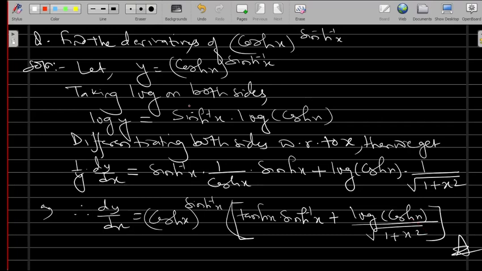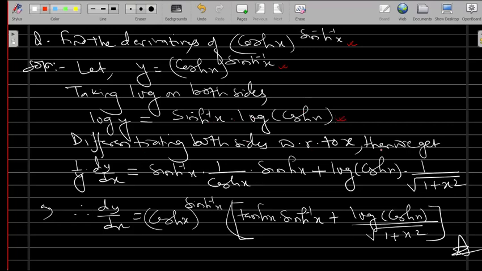Now another interesting question is to find the derivative of hyperbolic cos x to the power hyperbolic sine inverse x. Firstly we suppose y equals hyperbolic cos x to the power hyperbolic sine inverse x. Taking log on both sides, log y equals hyperbolic sine inverse x times log hyperbolic cos x.